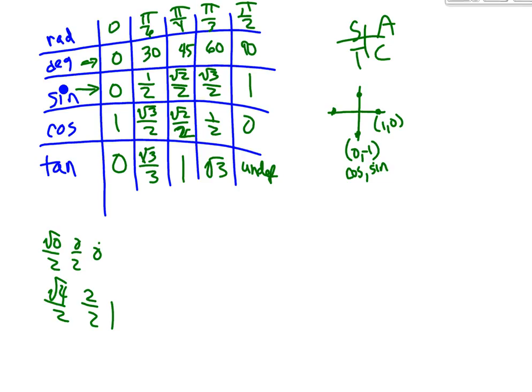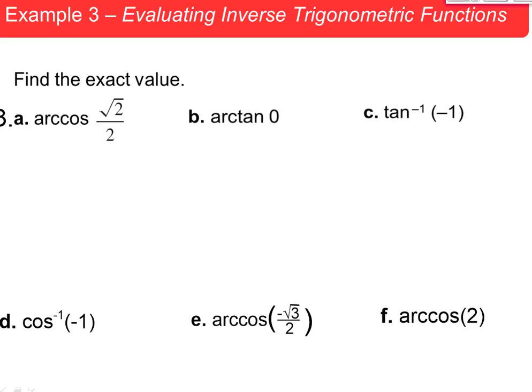So we're always going to be looking at our chart to find a reference angle, and we're always going to be looking at all students take calculus to figure out what quadrant it is to get the actual angle. And then here are our problems to try. When it says find the exact value, you could use a calculator, I guess, but we want our answers in terms of pi. And by the way, for inverse functions, we always use radians.